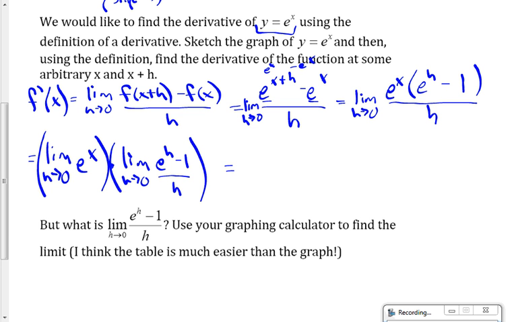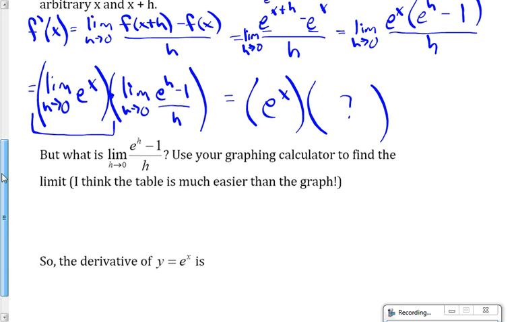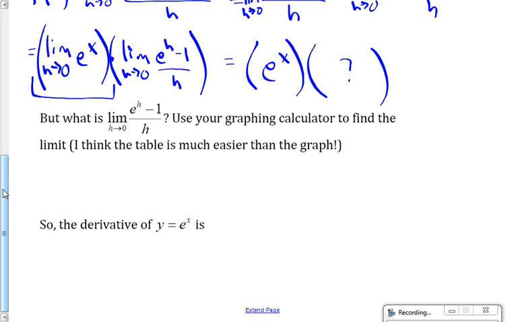So looking at these two parts of the product, the first function doesn't have any h's in it. So the limit as h approaches 0 of e to the x is simply e to the x. The second part is a little bit unknown. We still have a limit that ends up with a 0 over 0. So what we're going to do is take a look at the graphing calculator in order to find that limit. There's a suggestion there.